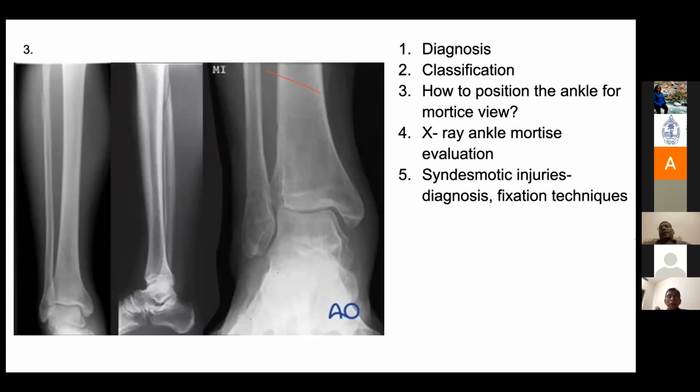Babu, just a comment. In case of a suspected syndesmotic injury. Hello? Yes, sir? Yes, sir, please. Comment on the reading of the X-rays to the postgraduates. There is a way to go. Can I go ahead? There is a way to go.